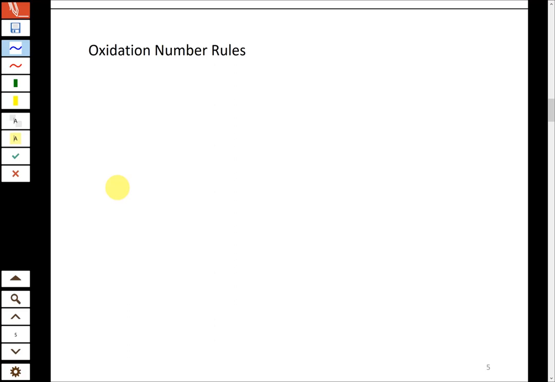So, oxidation numbers are kind of like formal charges, but they're defined a little bit differently, and you can't use formal charge for this purpose. You have to use oxidation number. So an oxidation number is basically an ionic formalism.